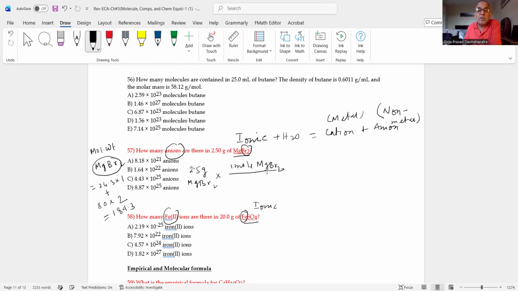So you divide by the molecular weight. This is 184.3 grams of MgBr2. And then you convert to molecules. Avogadro's number, 1 mole is equal to, sorry, 1 mole will be on the bottom. So this one will be, you multiply by Avogadro's number.